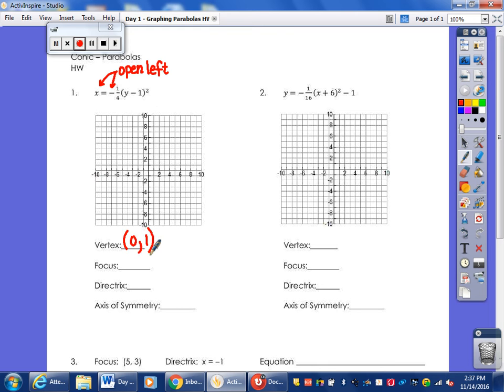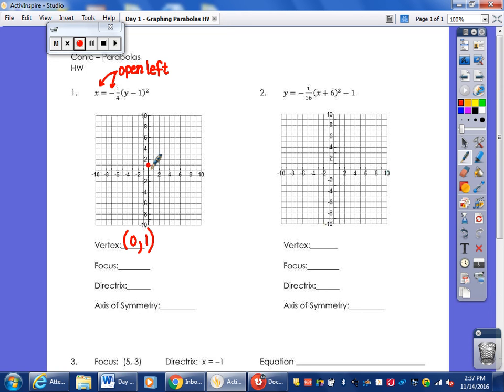Okay? Inside the parentheses is opposite, outside is still exact, but now it's kind of switched. So instead of the x inside, which would normally be the h value, now we have the y inside, which is the k value. So if I plot my 0, 1, this is my vertex.